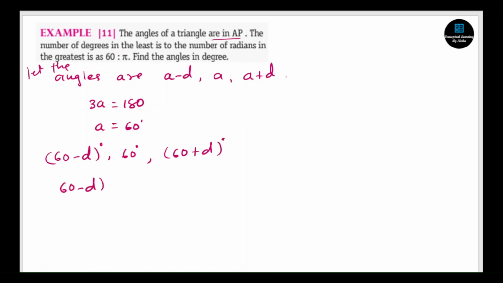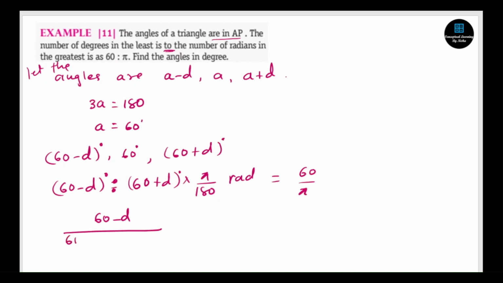Now, 60 minus D degrees equals 60 plus D degrees times pi over 180 radian. That's equals to 60 over pi. Let me write it this way so you can understand without any confusion. So 60 plus D times pi over 180 equals 60 over pi. This is given to us, and now we have to simplify this.